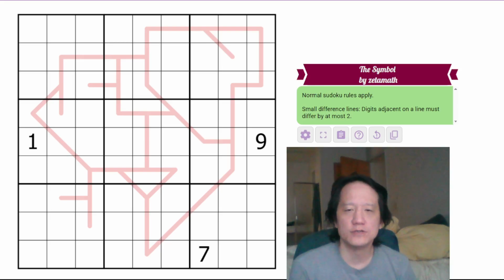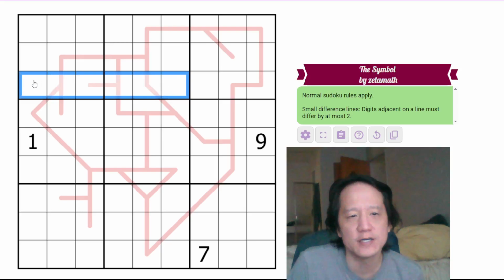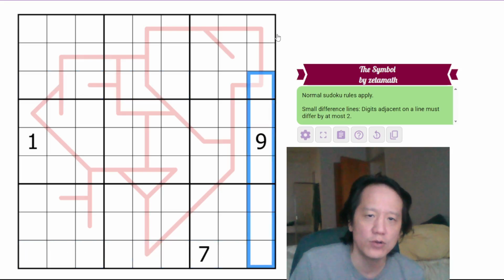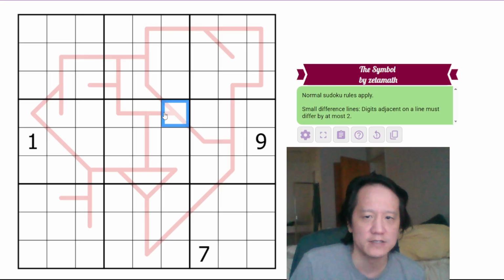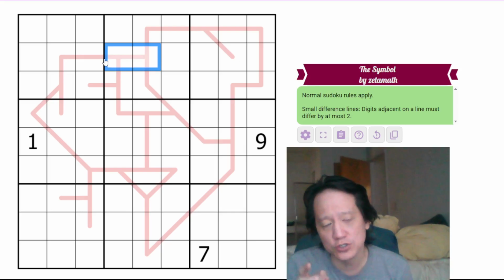This puzzle is called The Symbol by Zeta Math, and here are the rules. Normal Sudoku rules apply, which means in every cell in the grid, place a single digit from 1 through 9, such that there are no repeats in any row, column, or designated 9-cell region, which is a box in this case. We also have small difference lines, where digits adjacent on a line must differ by at most 2.